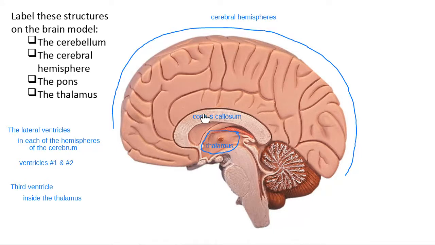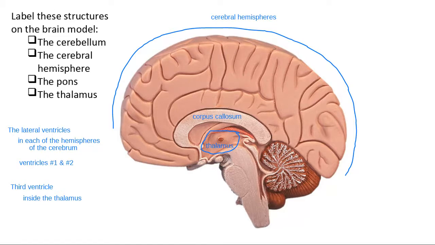But remember that this is the structure that helps me connect my two halves of the cerebrum together. So when we talk about being right-brained or left-brained, your halves are always talking to each other. The corpus callosum allows them to talk to each other. So the corpus callosum is this structure up here. It's above the thalamus, above the duck head. The duck head, the thalamus, is where I find that third ventricle.